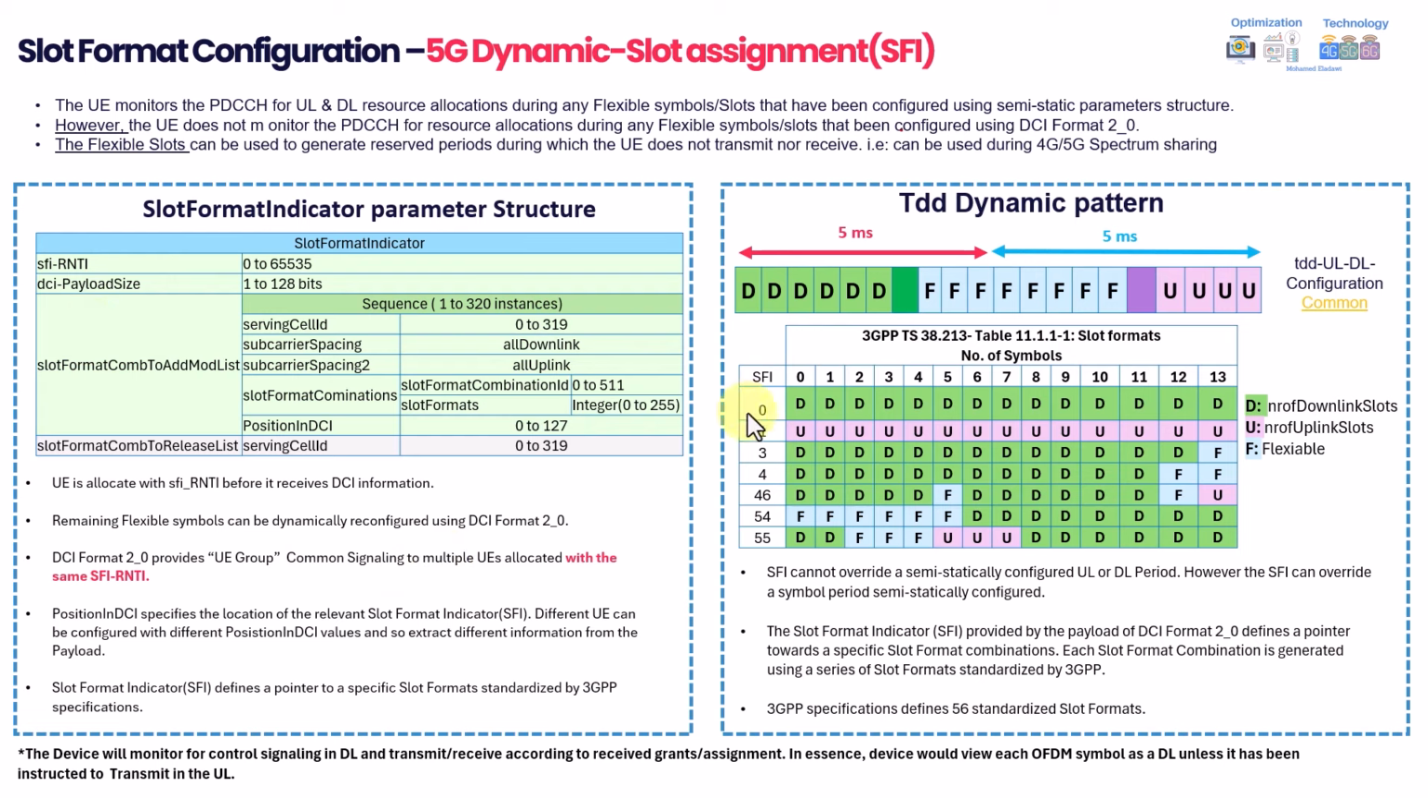But each one of those users might have a different slot format indicator, by the way. For example, here in this particular parameter, which is called position in DCI, the settings will be delivered in the messages within DCI format 2.0. This one can have a specific value which specifies the location of the relevant slot format indicator.